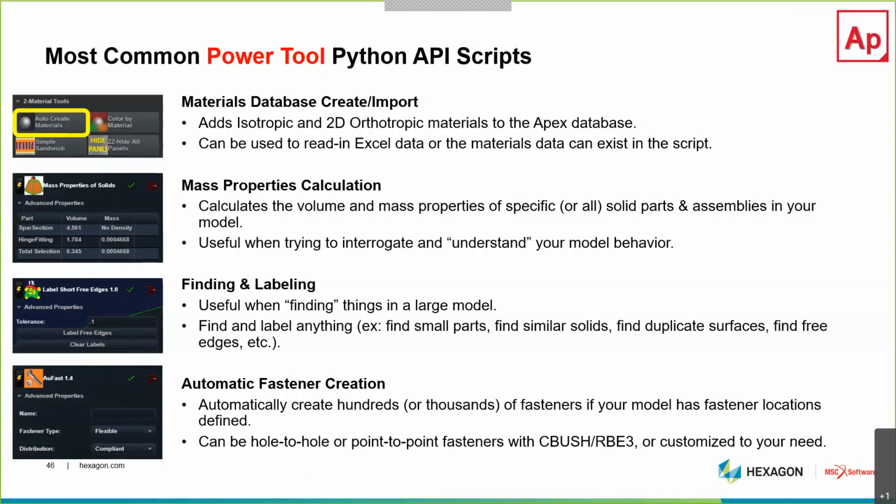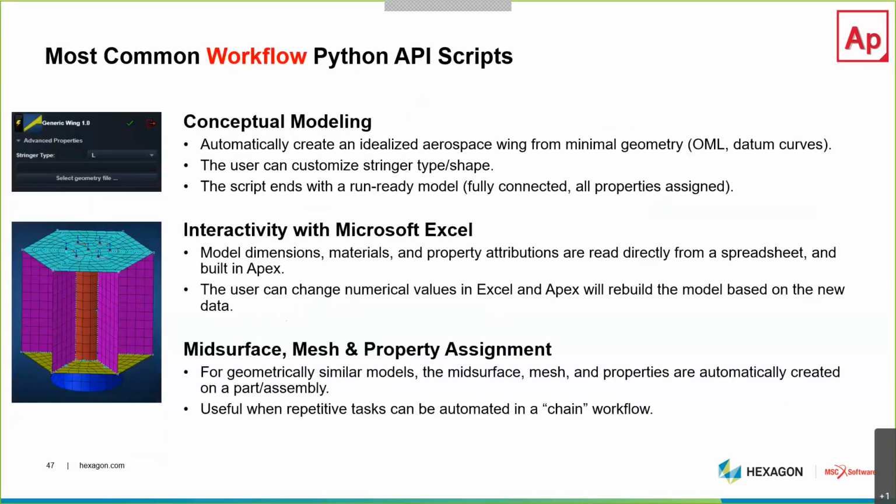And then automatic fastener connection. Let's say you have a part that takes 300-400 fasteners, and you don't want to click on each fastener hole one at a time for the top and bottom of the fastener. Well, Apex can automatically find those holes that are a short distance away and automatically create fasteners. It's pretty cool. Now let's talk about that second category, which is workflows.